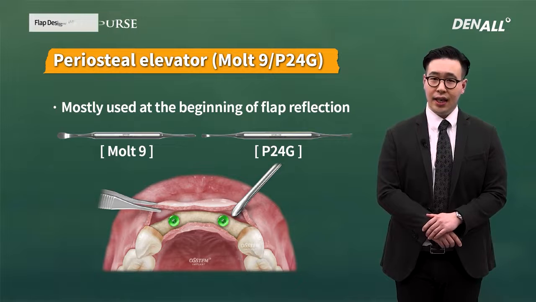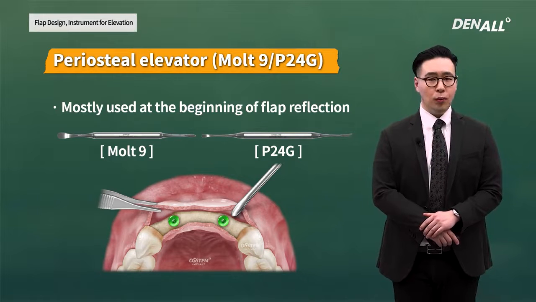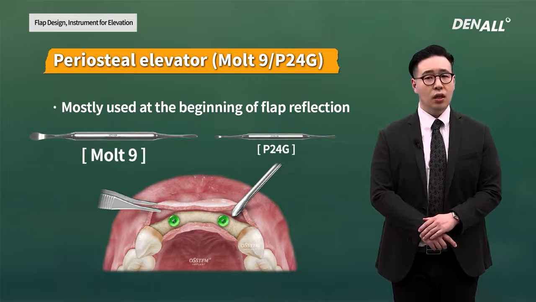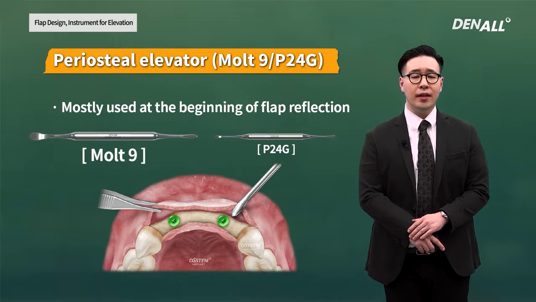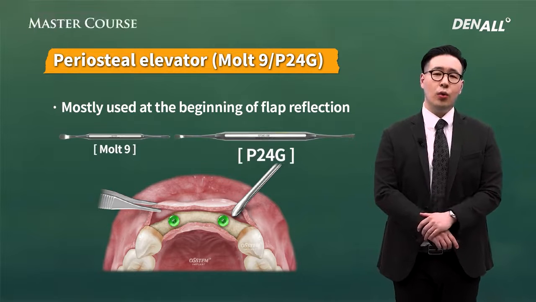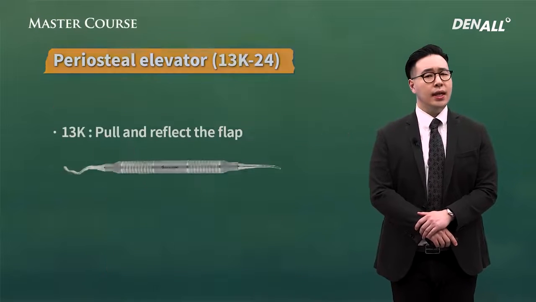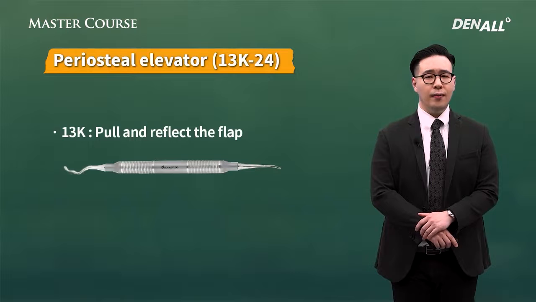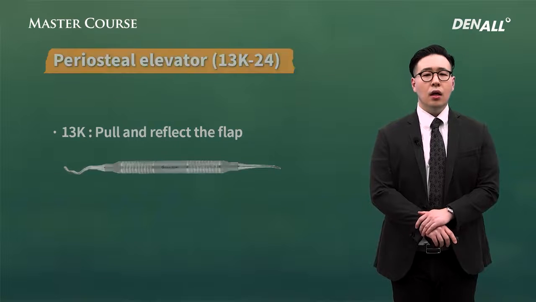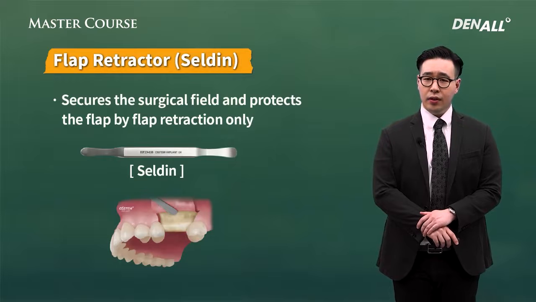You need to do flap elevation very quickly after an accurate incision. For a flap with thick and wide keratinized tissue, you can use Molt 9, and for a thin and delicate flap, you can use P24G. In the posterior maxilla, when you open a thick flap, you can use 13K, which is a type of back action chisel. Flap elevation was done.